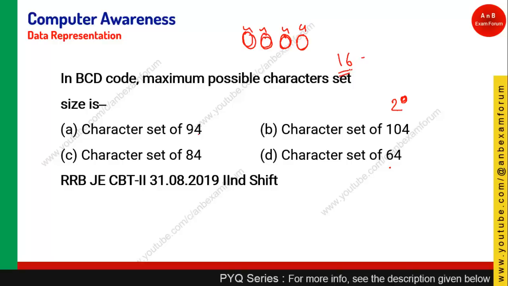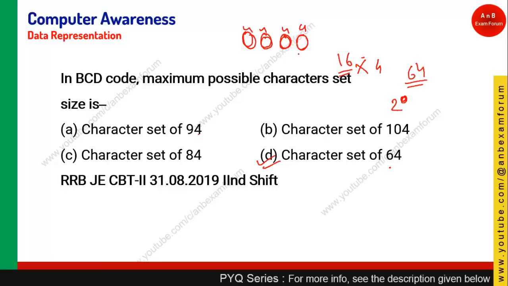yes, 16 into what? 4, 16 into 4. 16 into 4 is 64. Sorry, I was gone somewhere. So 16 multiplied by 4 is 64. So option D is the right answer.